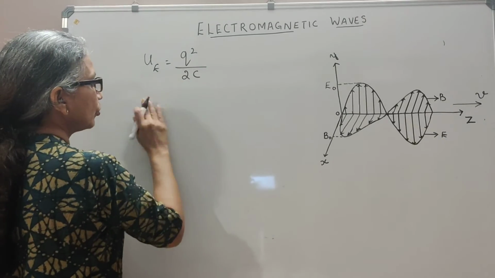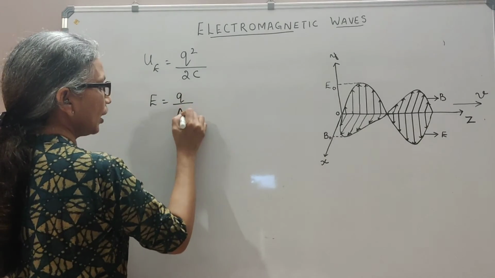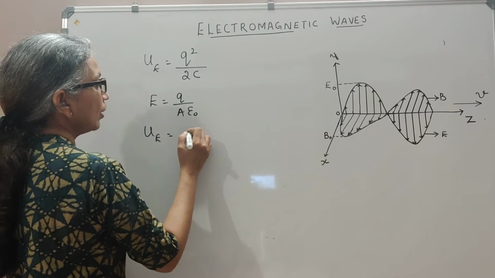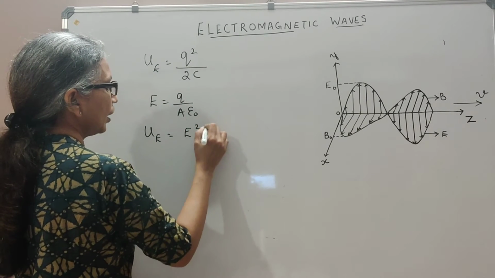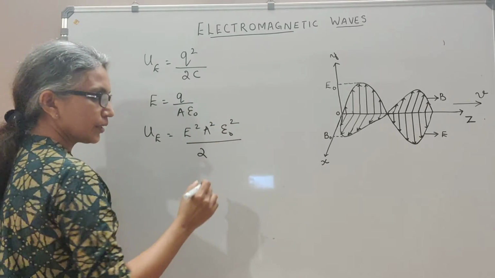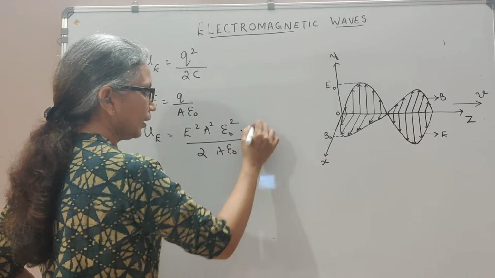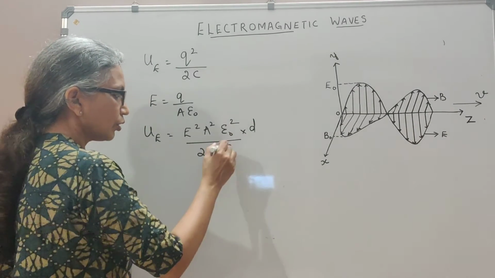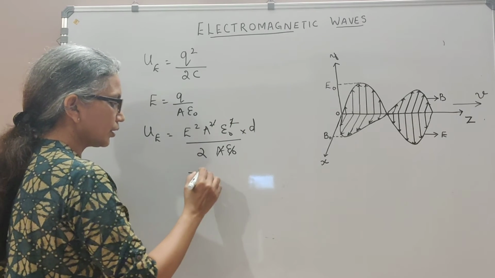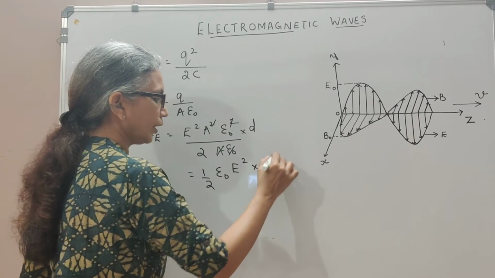If you substitute for Q, between the plates of the capacitor, we know that the electric field is Q by A epsilon0. So I may write this UE is equal to Q square, which will be E square A square epsilon0 square, by 2 into capacitance. I hope you remember the formula as A epsilon0 by d. By d, I took it on top. So if I cancel this and this, I have this as half epsilon0 E square into A d.